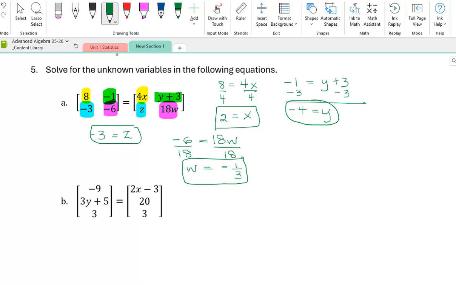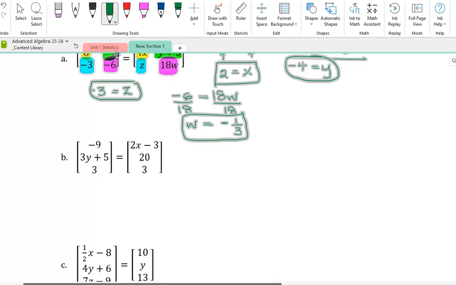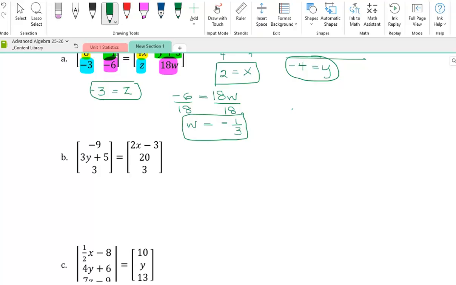All right, let's do B. This is kind of fun. All right, this is easy. This is a 3 by 1, and this is a 3 by 1. They have to be the same to do this. So we're going to set the first one. -9 equals 2x minus 3. So I'm going to add 3 to both sides. -9 plus 3 is -6 equals 2x. That goes away. Divide by 2. And I found x to equal -3.